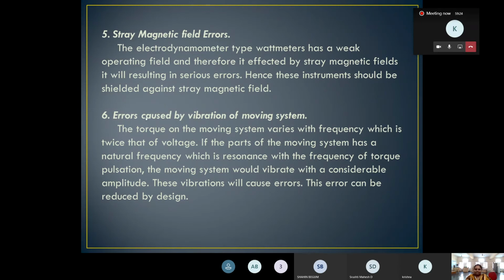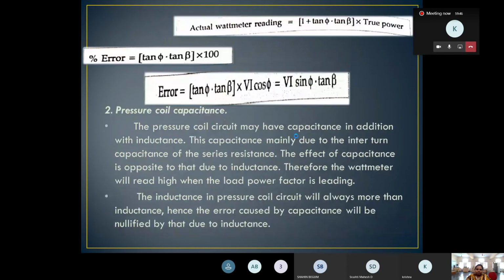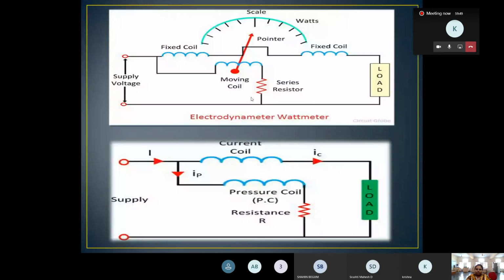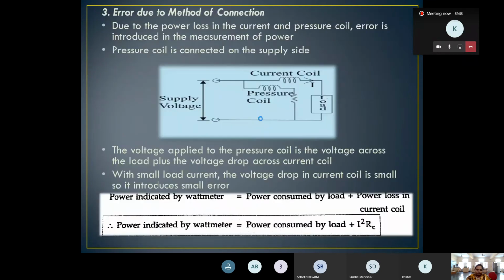Okay. Then errors caused by the vibration of the moving system. What is the vibration? The needle, if it is proper, it will be good. If it is not proper, it will always be deflecting. Right? The same thing here. The torque on the moving system varies. That needle means the moving coil, right? That needle should be in a proper way.